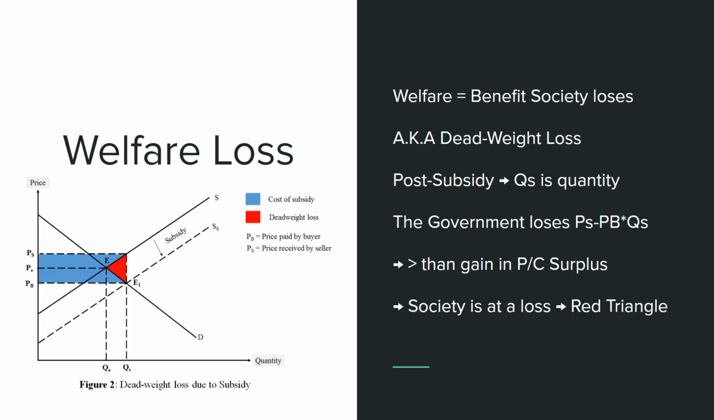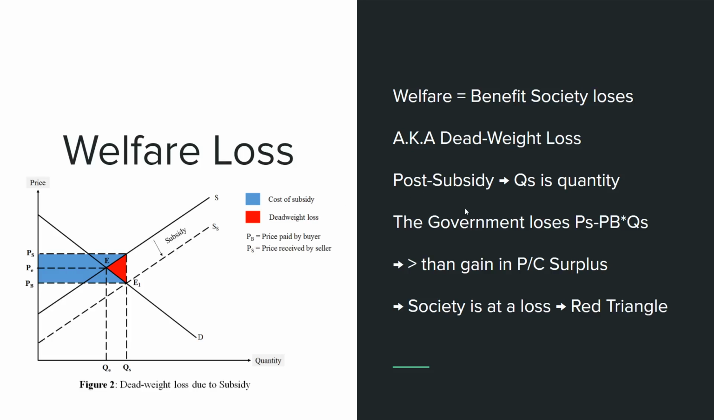So the last thing is welfare loss. We talked about welfare loss previously. It's just benefits that society loses, and it's also referred to as deadweight loss or social welfare loss. Let's talk about pre-subsidy first. Before the subsidy was implemented, we had quantity QE and price PE, and now we have quantity QS and price PB for consumers and PS for producers.